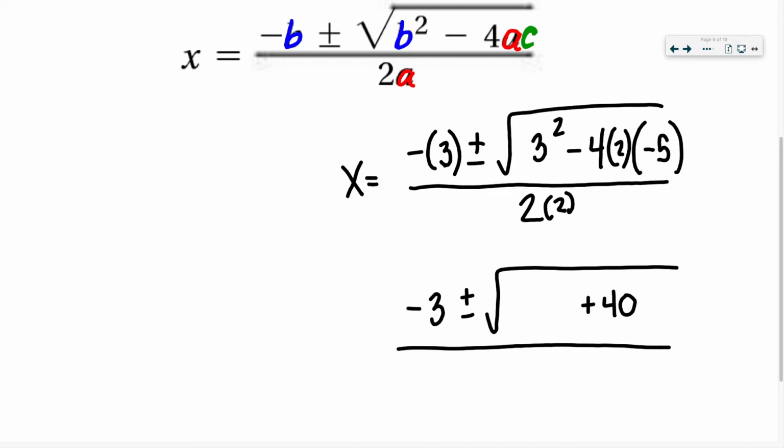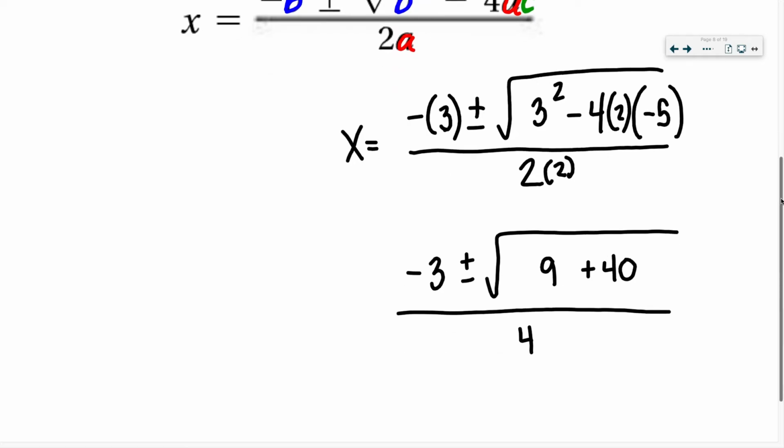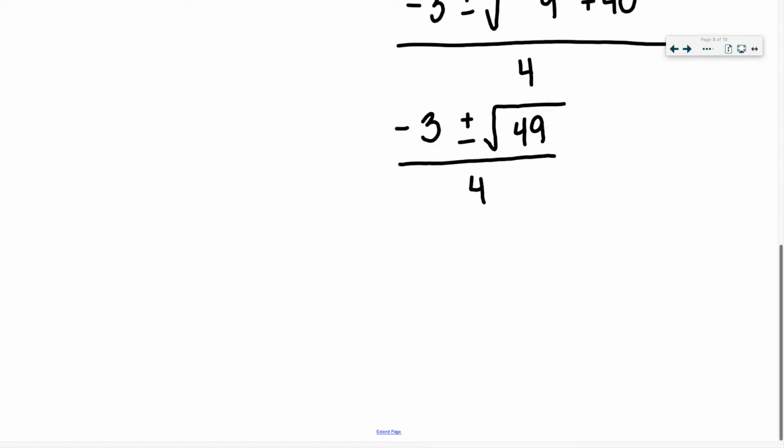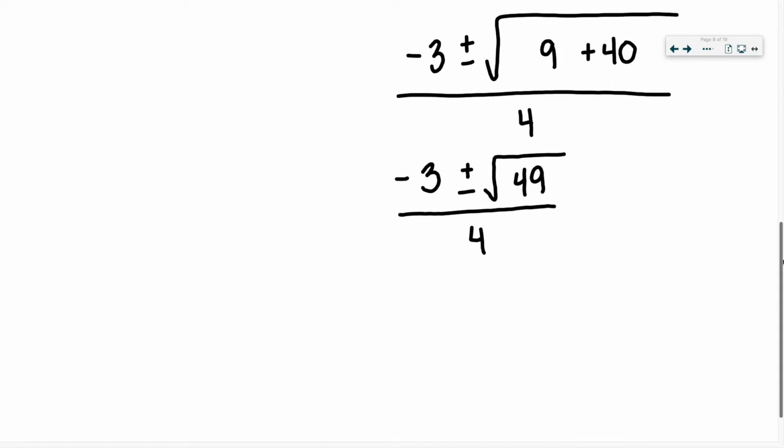What else can I do? The denominator is a 4, because I did 2 times 2, and then what? And then, yeah, the exponent, 3 squared, which is 9. Okay. I'm gonna scroll down. Now what? Multiply. Yeah, inside my radical is actually the number 49. Where? 40 plus 9. Oh. So now I have that. All of these. Now what would you do?